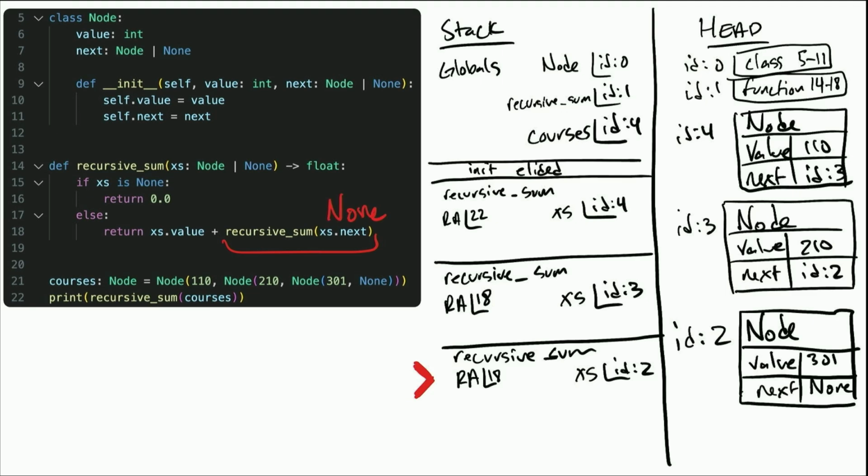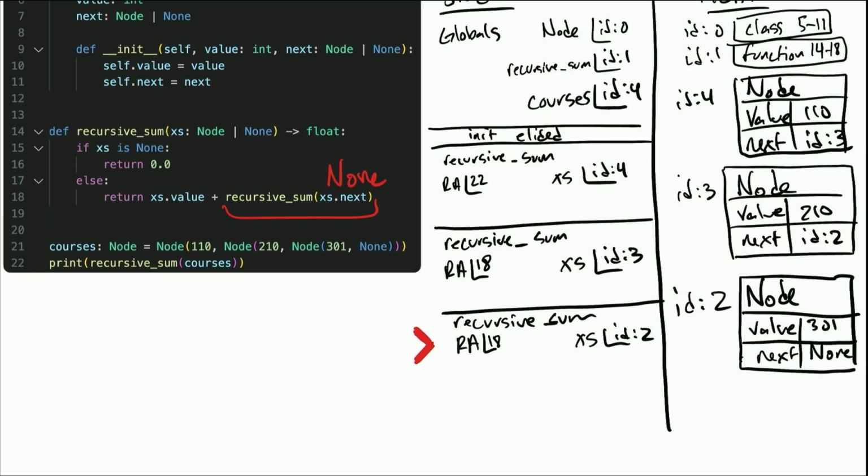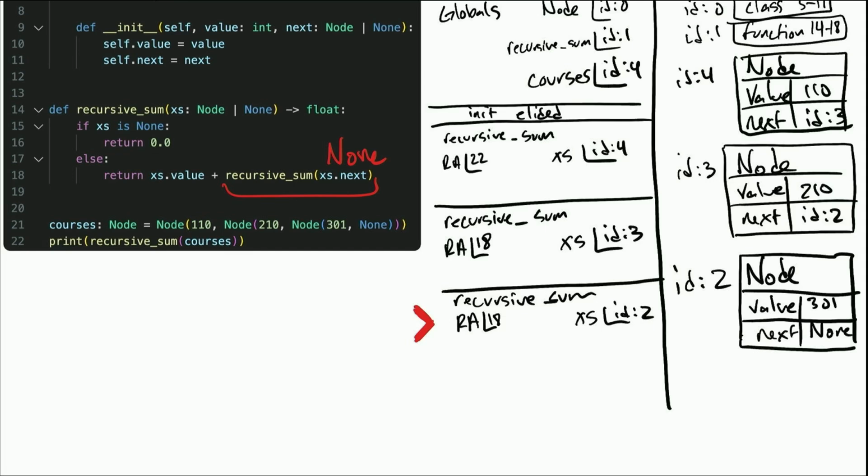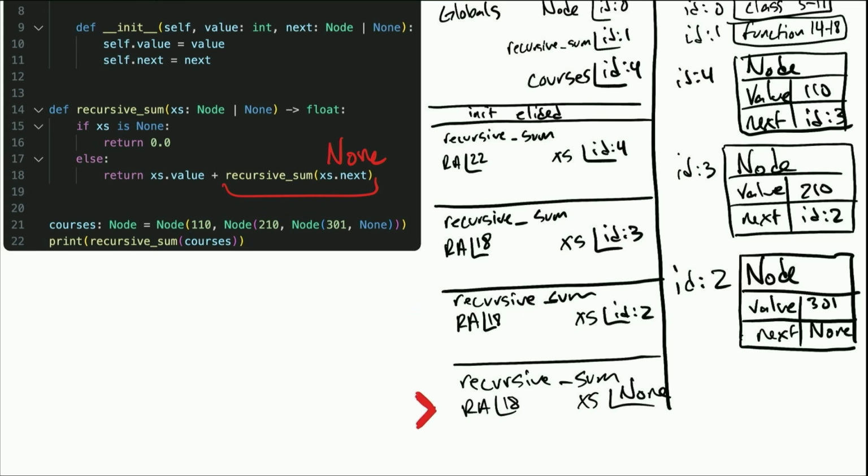And this is important. So we push one more frame here. I'm going to give myself a little more space. Push one more frame for recursive sum. This time around, return address line 18, and X is none. Now our current frame is going to be this one. Let me delete this, and we jump to line 15. Just like always, when we reach a function call, we set up the frame for it, and we jump to the first line in that frame.